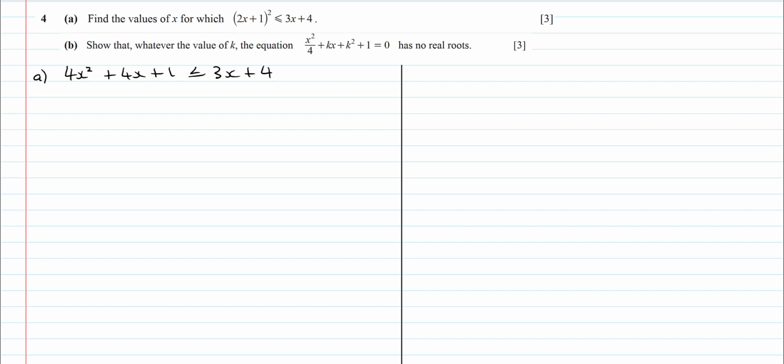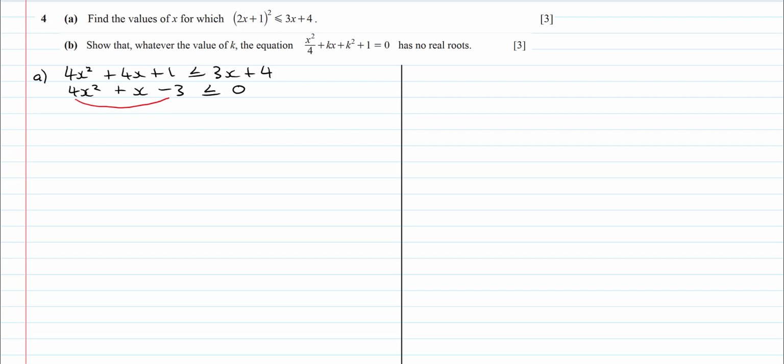Just move that 3x plus 4 to the left-hand side. So we get 4x squared plus x minus 3 is less than or equal to 0. Now this one's not too bad just to factorize by inspection, but I'll go through a more systematic approach. So we're looking for two numbers that multiply together to give negative 12, because 4 times negative 3 is negative 12, and add together to give the coefficient of x. So that's going to be positive 4 and negative 3.